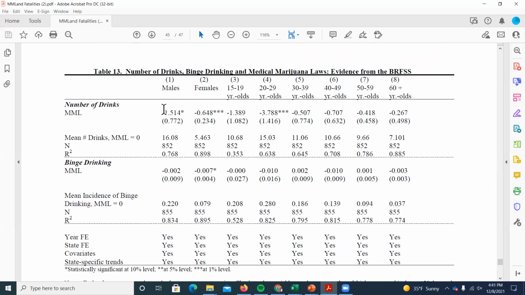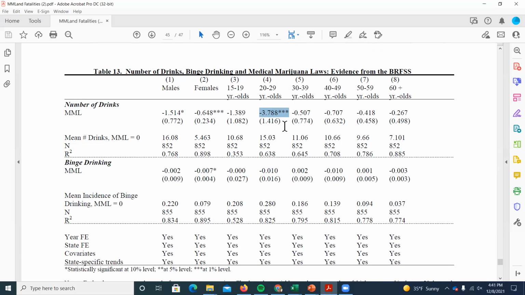They ran this regression once for just males, right, and their number of drinks. Then another regression for just females, and their number of drinks is the Y variable. And then they ran it as the number of drinks for these different age categories. So what they found was the real strong impact is coming from when medical marijuana was legalized. There's a great reduction in the number of average drinks that this 20 to 29-year-old age group is having.